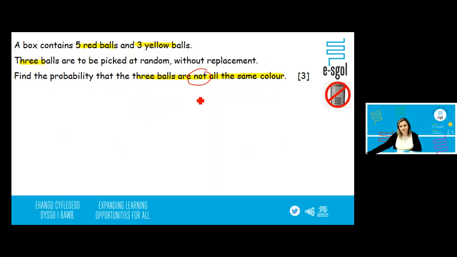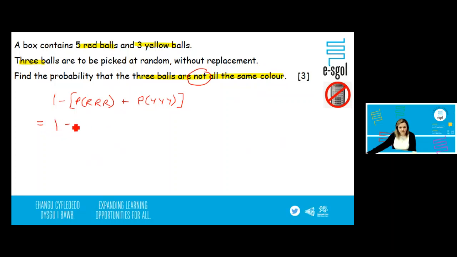So what we can do is work out that probability, but then subtract our answer away from 1, because all probabilities add up to 1, and it would find the reverse. It would find this not all the same colour for us. Okay, so what we're going to do is have 1 take away, and it's important that you set it up properly because you do get method marks for this. So all the same colour would mean that you've got a red and a red and a red, or a yellow and a yellow and a yellow. Okay, so we're going to work out those two, and then we're going to subtract our answer away from 1. So this taken away from 1 is the extra part, really, from what we've done previously.